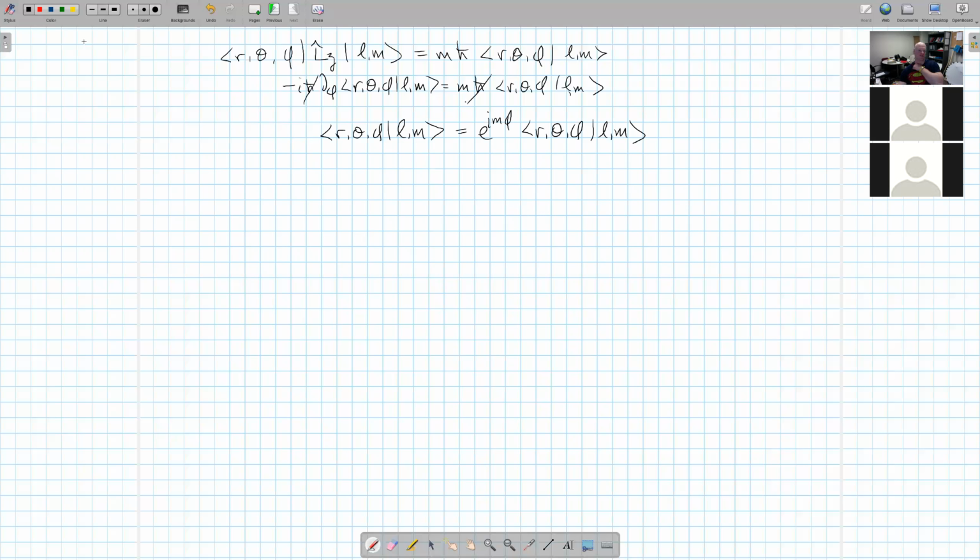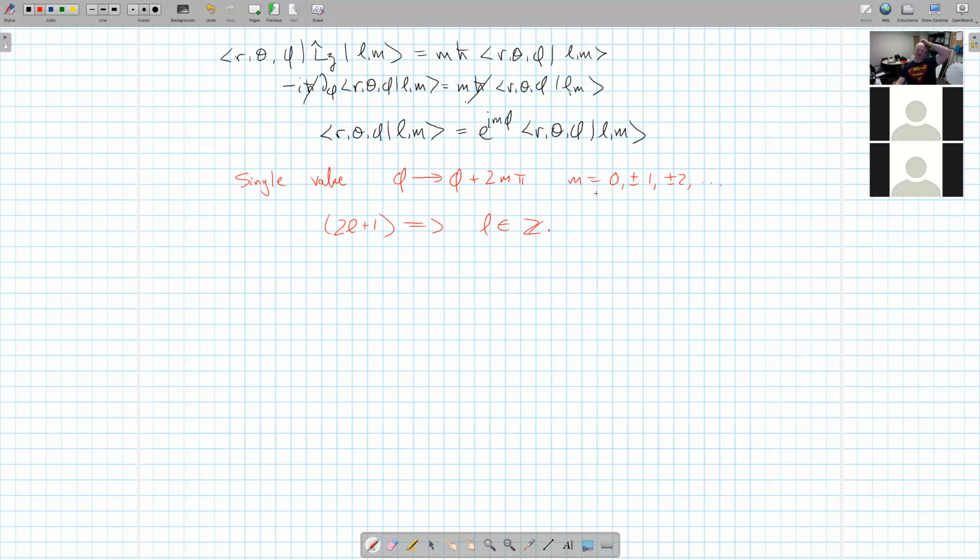Now, for this to be true, as we talked about from math methods, this has to be single valued. So for this to be single valued, what has to be true is that phi has to go as phi plus 2 m pi, where m in this case is equal to 0, plus or minus 1, plus or minus 2, etc. For this to be single valued. Since m goes as an integer, and we know that there are 2L plus 1 different m values for each L, this tells us that L must be an integer.